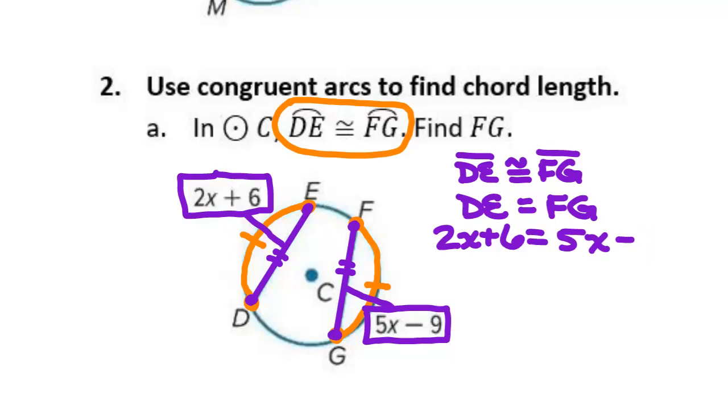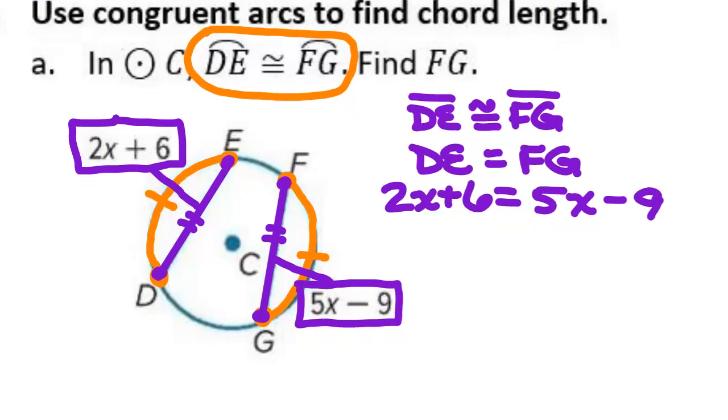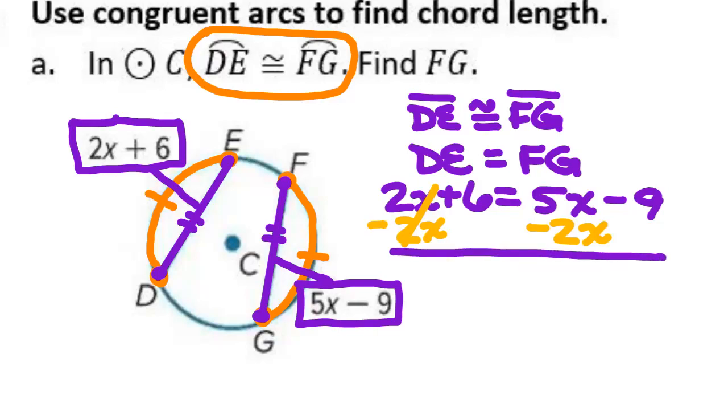We need to find what x is so that we can go in and figure out how big segment FG is. So to solve this for x, the first thing I need to do is get my x's to the same side. So I'm going to minus 2x from both sides. That would give me 6 equals what? I heard 3x. 6 equals 3x. Anything else? Minus 9, yes. 6 equals 3x minus 9.